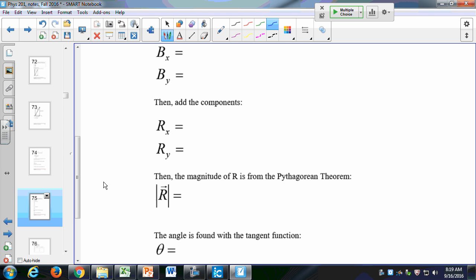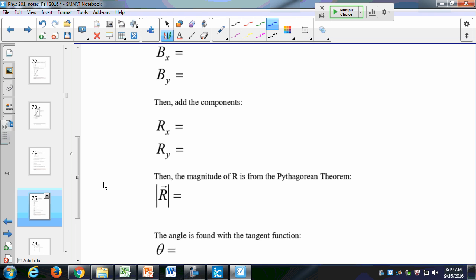Somebody tell me what these values are when you get them. I don't have them written down. Let's call it 55 degrees. And the magnitude was, I know, 2.9. That sounds right. All right, so the magnitude of R is 2.9 meters, and theta is 55 degrees.